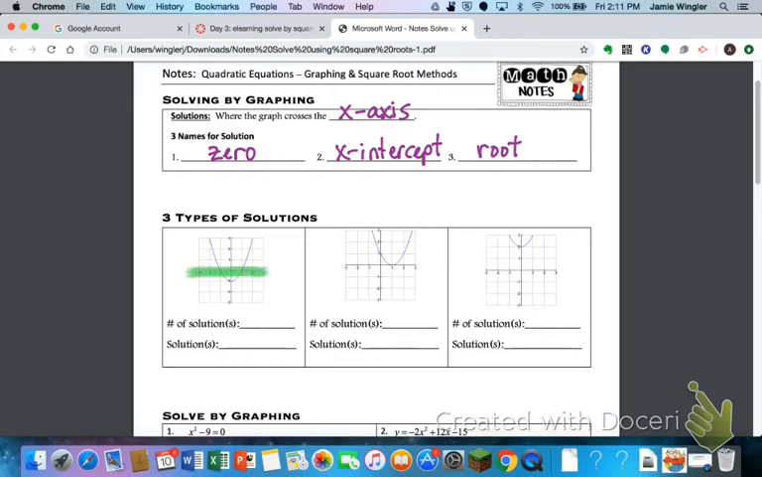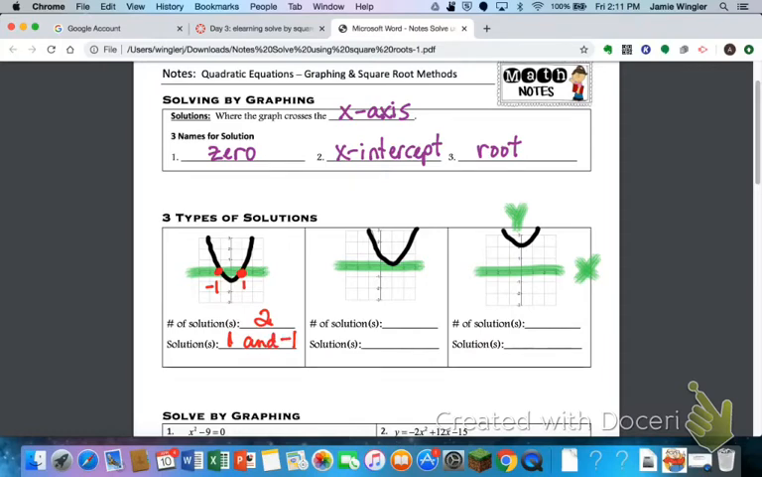So the x-axis is right here. The x-axis is always the one that's horizontal, right? That's the x, that's the y. So my parabola is this U-shaped graph here, here, and here. If the U-shaped graph crosses the x-axis twice, like it does in the first picture, that means we have two solutions. Where it crosses, at -1 and +1, are the actual solutions.